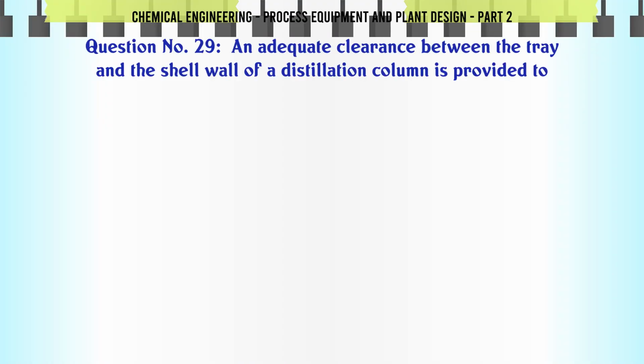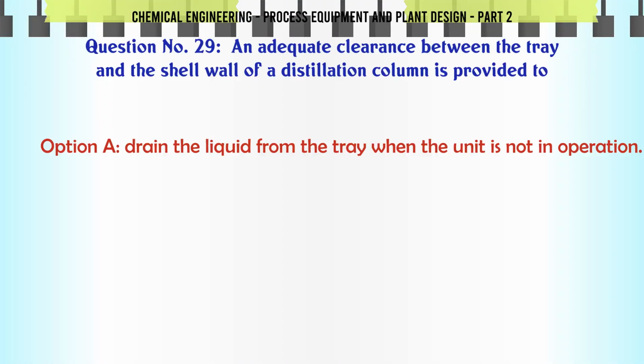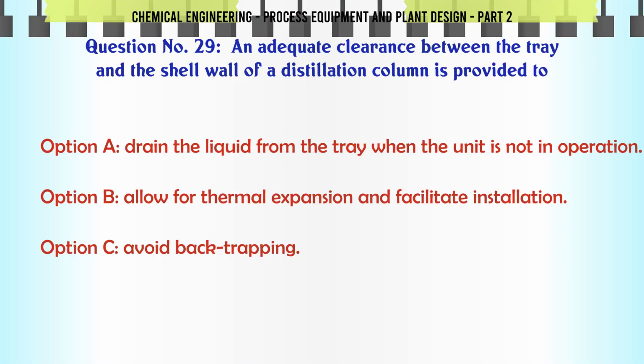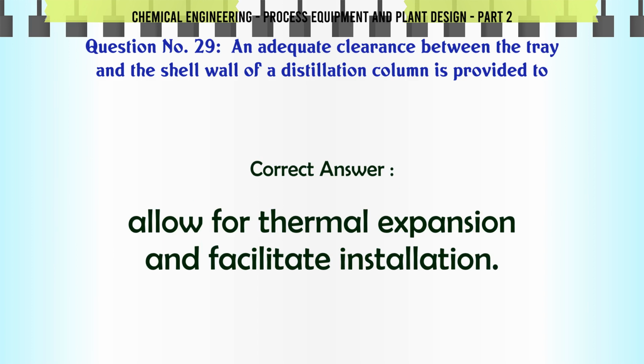An adequate clearance between the tray and the shell wall of a distillation column is provided to A. drain the liquid from the tray when the unit is not in operation, B. allow for thermal expansion and facilitate installation, C. avoid backtrapping, D. none of these. The correct answer is allow for thermal expansion and facilitate installation.